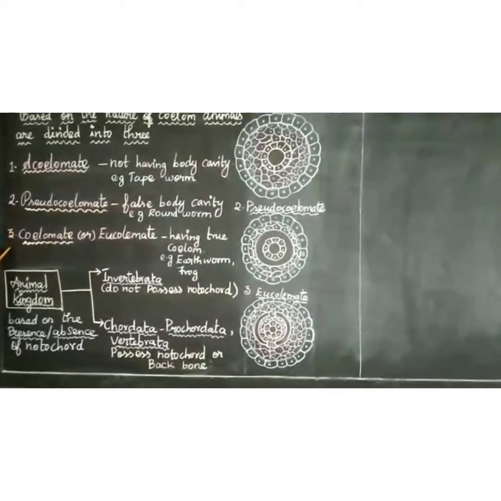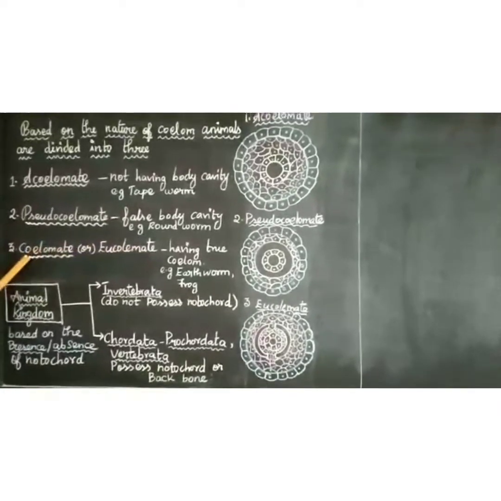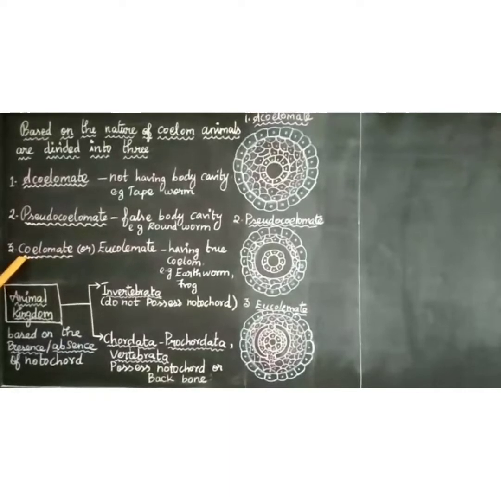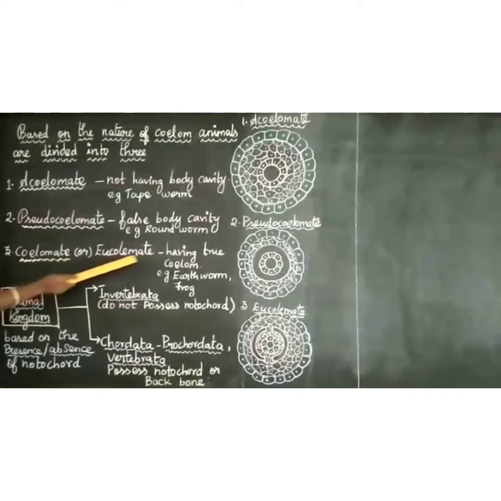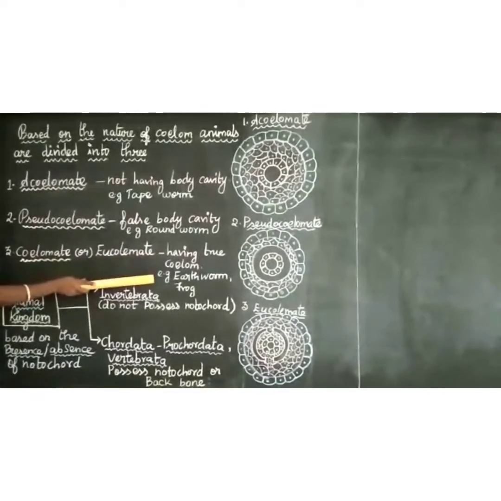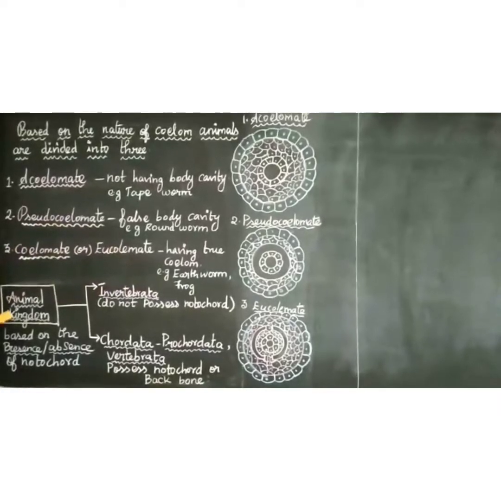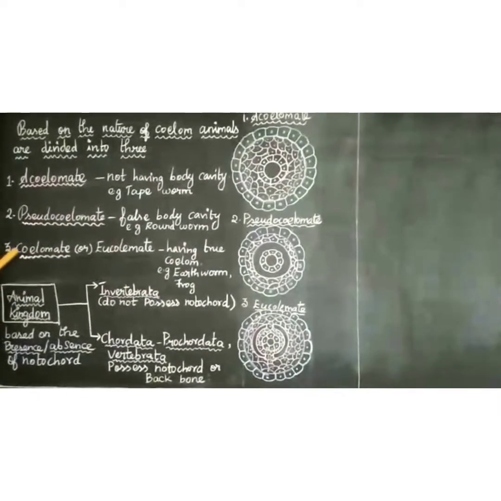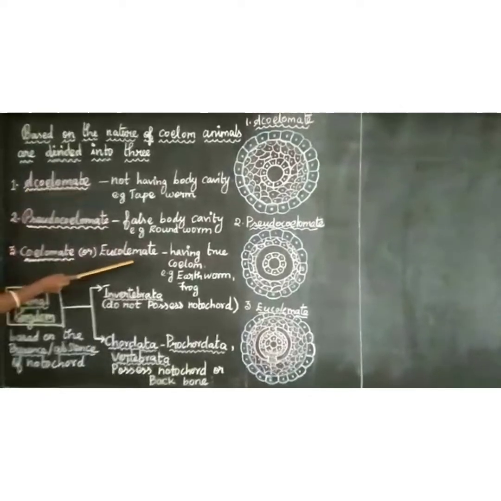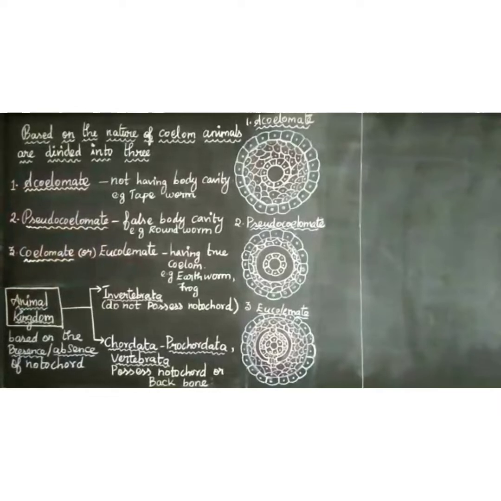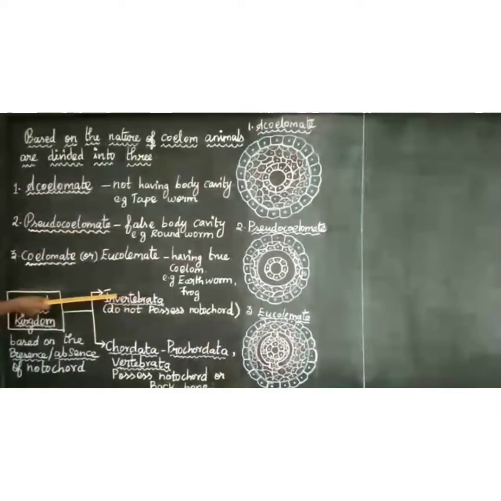Then coming to the third one, coelomate or eucoelomate animals. An animal having a true coelom is included in eucoelomate. For example, earthworm and frog. These two come under the phylum Chordata. All chordate animals have a true coelom, that is, coelomate or eucoelomate body.